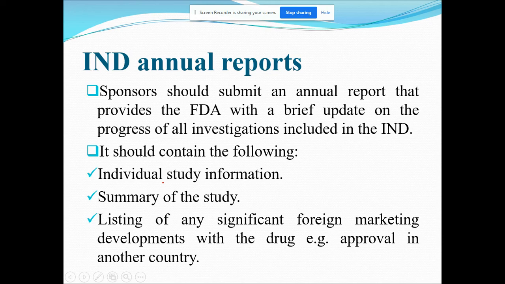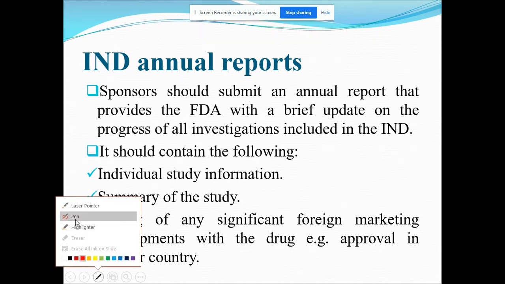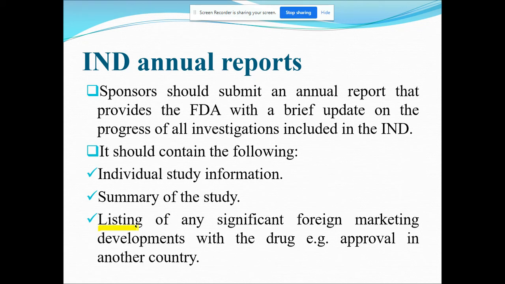सेकंड, या अॅन्युअल रिपोर्टमध्ये अजून काय असायला पाहिजे? The annual report should also contain the following, such as the individual study information. Second, summary of the study. And third, listing of any significant foreign marketing development. Listing of any significant foreign marketing development with the drug example approval in the other country.